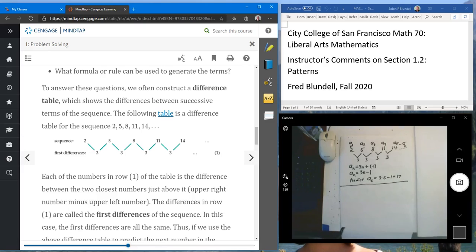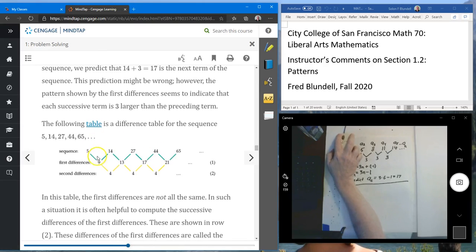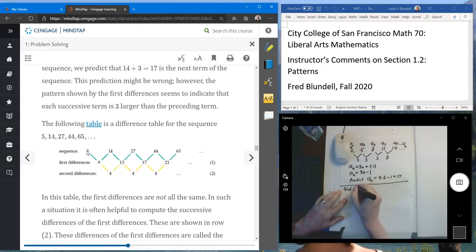Now, the next example over here in the textbook is a little bit harder because the differences don't stay the same every time. And before I even address this problem, I want to do a little side note and get a formula that we can use later in this problem.